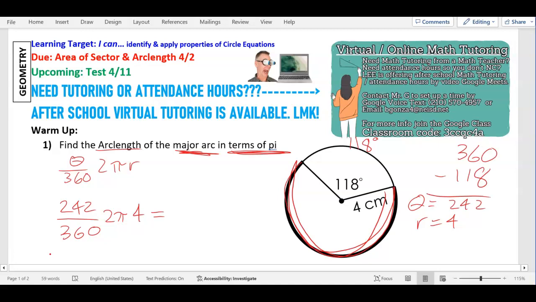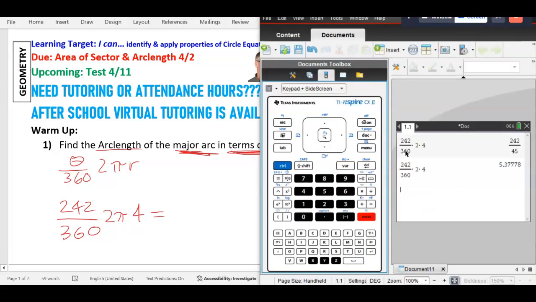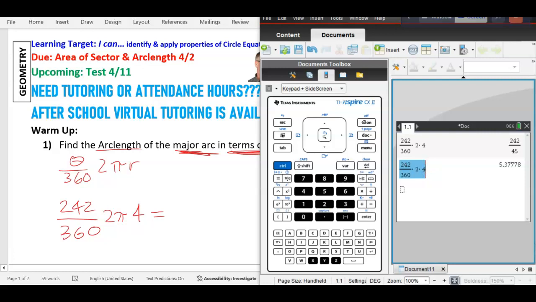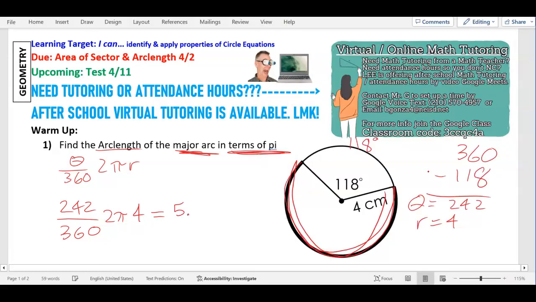So if I type this in the calculator, it'll be 242 over 360 times 2, no pi, times 4. So it's going to look like this, okay? And when I type it in, if I press Control Enter, I get 5.377, which rounds to 5.38. Since I did not type the pi, I have to write the pi. And my units of measure are centimeters. Arc length is not squared.